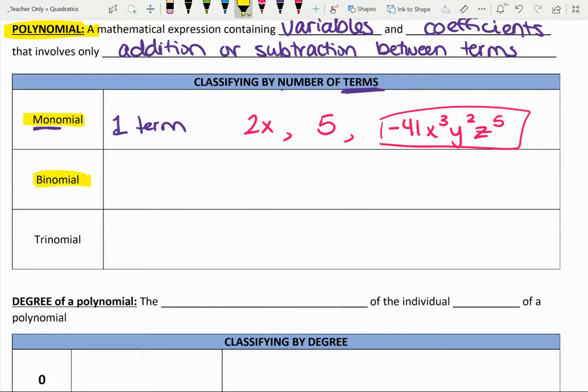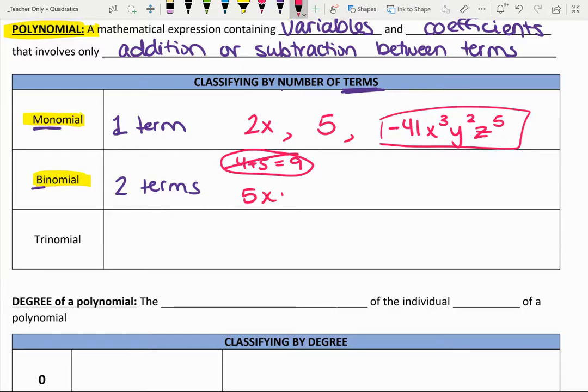The next one we could have is a binomial. Based on that root, this is a polynomial with two terms. So something like 4 plus 5 is not a binomial, because 4 and 5 can be combined to make 9. Those are like terms, so this is not considered a binomial. A binomial has to be two terms that cannot be combined.